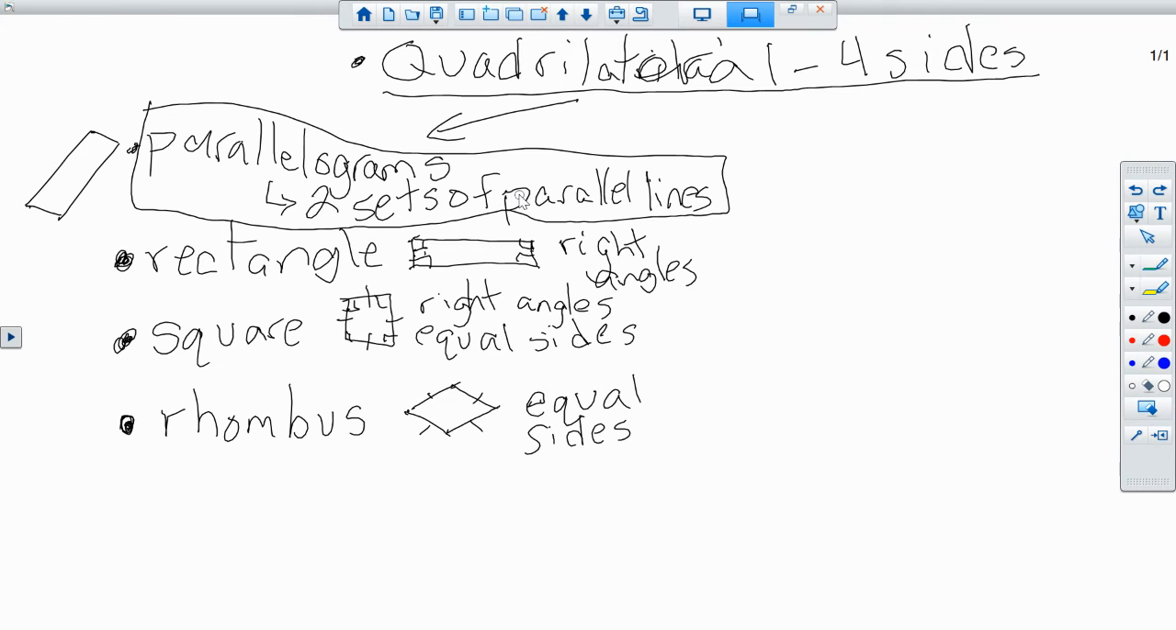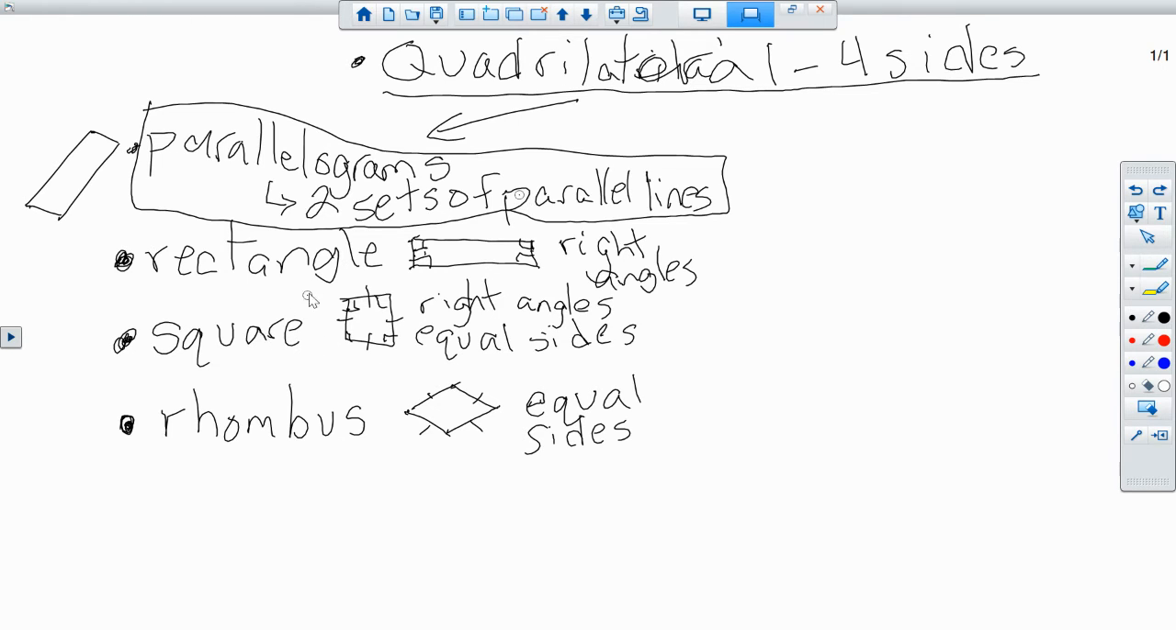So another shape that has to have four right angles is a square. A square is a parallelogram because it has to have two sets of parallel lines. It has to have four right angles, and all of the sides have to be equal. So that's the difference between a square and a rectangle.